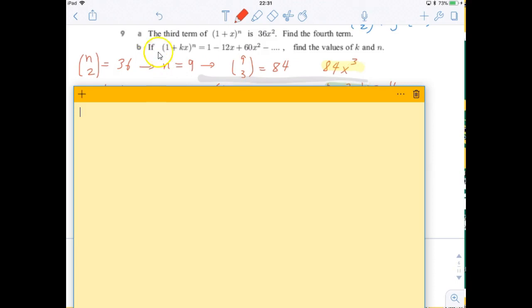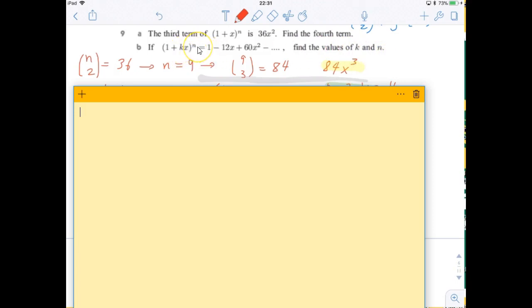Now let's do part B. If the quantity 1 plus kx to the n equals this polynomial, find the values of k and n. And dot, dot, dot just means it continues on, but they only gave us the first 3, so we only have the first 3 terms to figure out what is going on. So we need to find the values k and n.